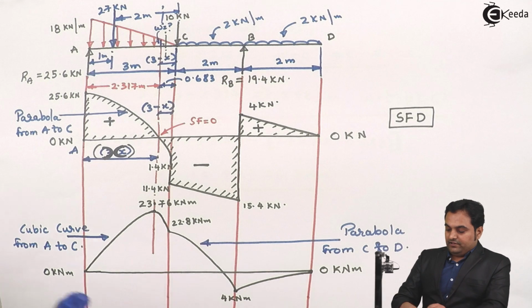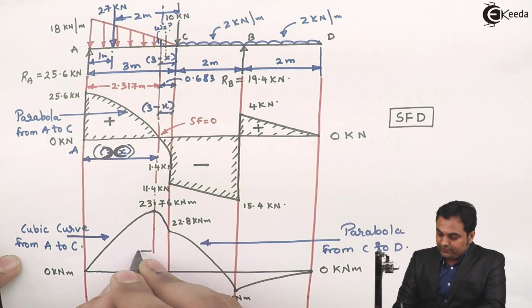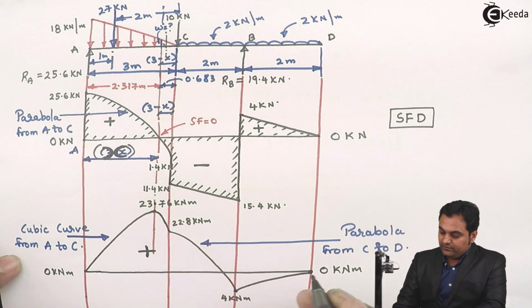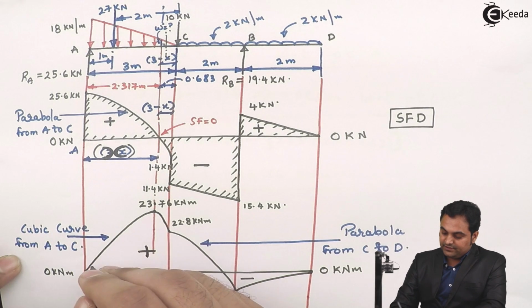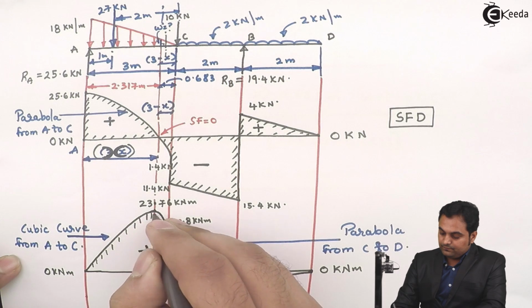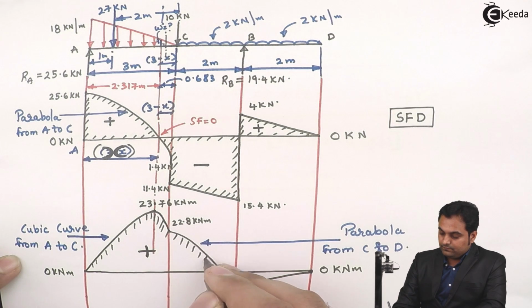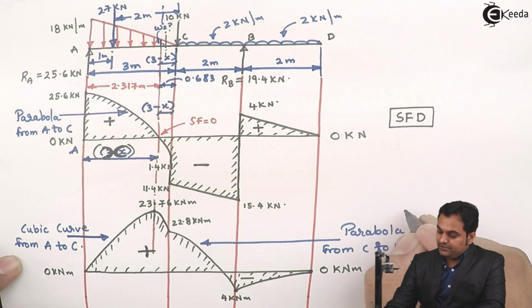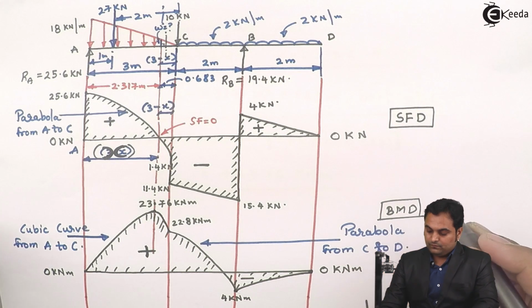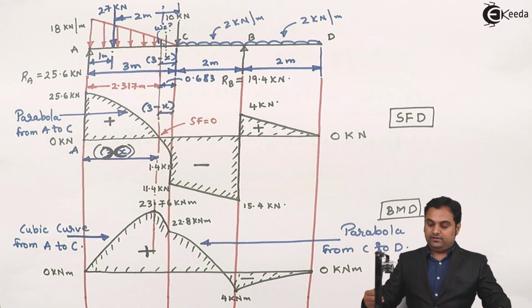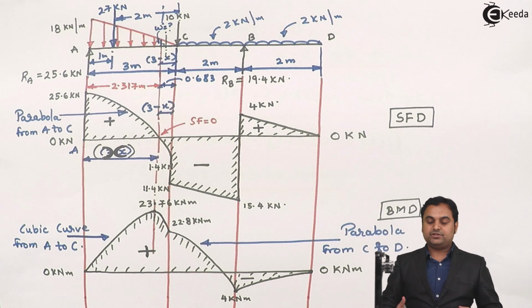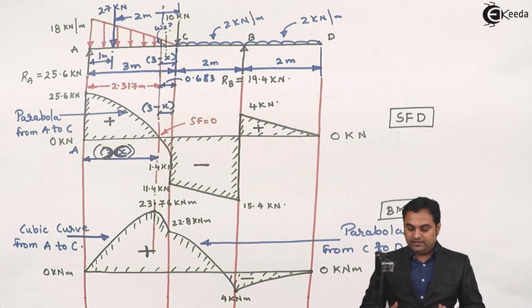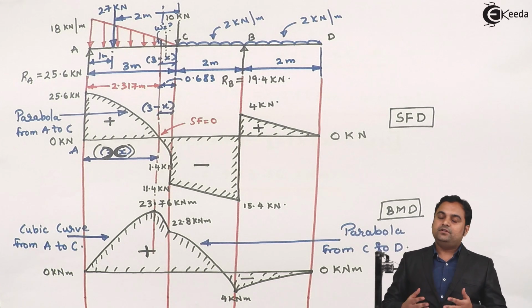Whatever I have plotted above the line is positive, and whatever I have plotted below the line is negative. So here is the bending moment diagram. As it was asked in the problem, we had to draw the shear force and bending moment diagram for the beam given, and here we have completed this, and with this we complete the problem.